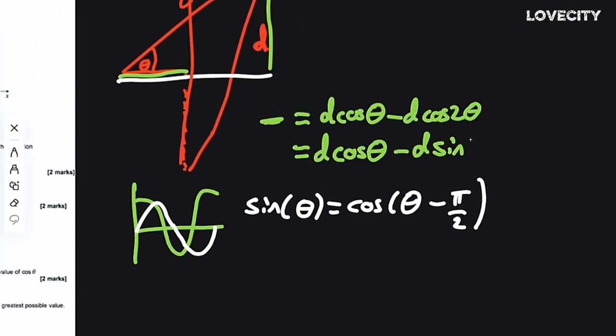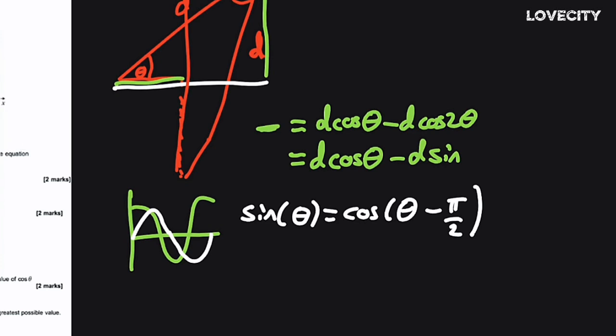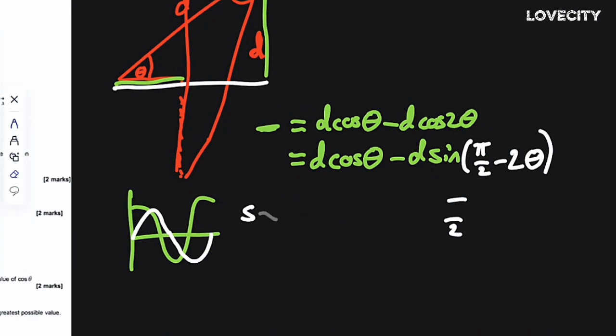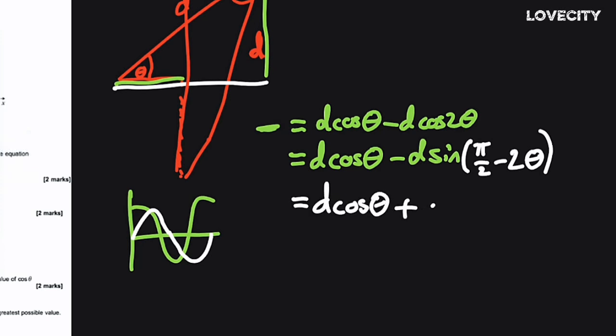And what you can conclude is this is the same as pi on 2 minus 2 theta. Finally, we can bring in a negative because sine is an odd function. So you get D cos theta plus D sine of 2 theta minus pi on 2. Finally, we can bring out the D.